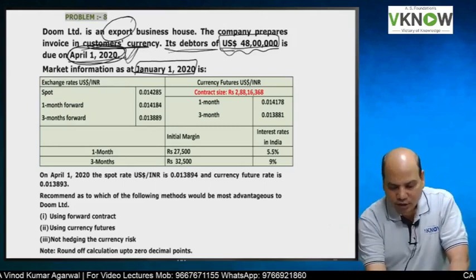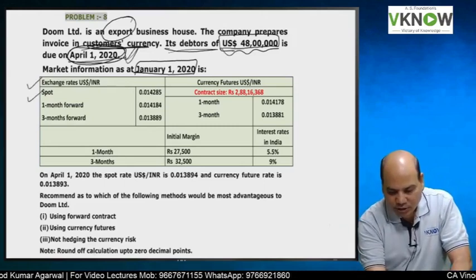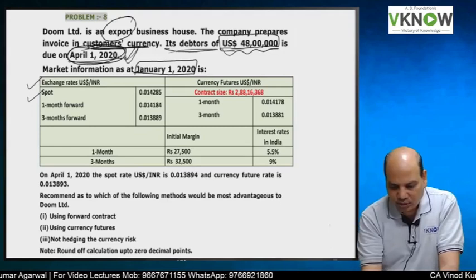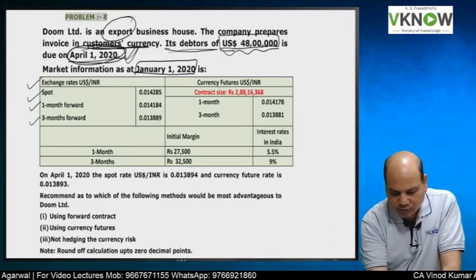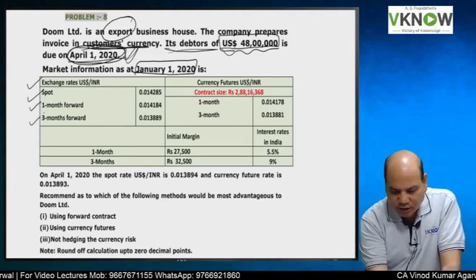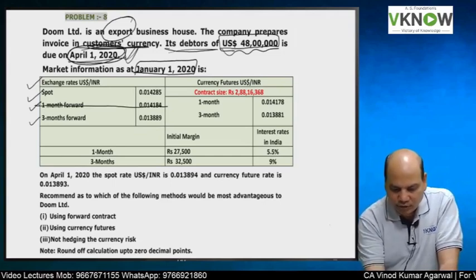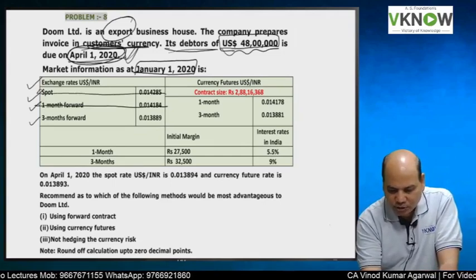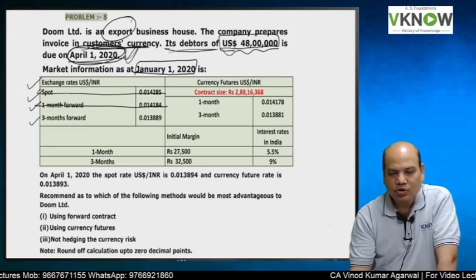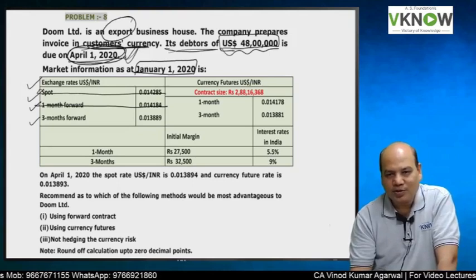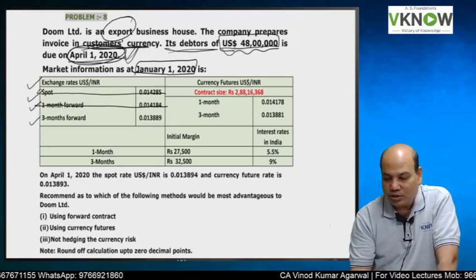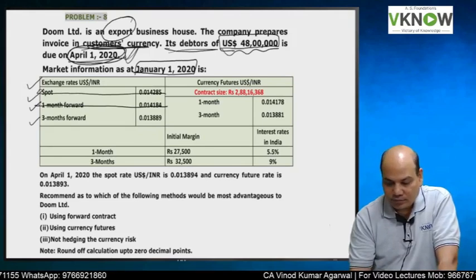Now a lot of information is given, and some information may not be useful. Exchange rate is given: spot rate, 1 month forward rate, 3 month forward rate. Are we interested in the 1 month forward rate? Are we interested in the spot rate? No, because my payment will come after 3 months only. So I will have to book a 3 month forward contract.